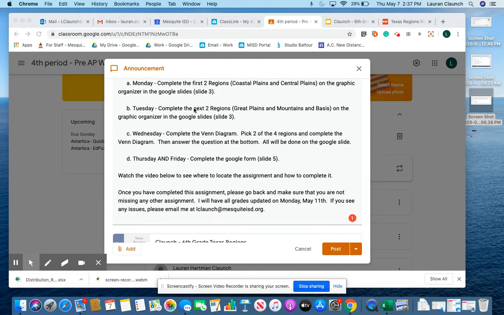Then on Thursday and Friday, there's going to be a Google form. It's going to have 10 questions. Everything is going to come from the reading. So once you have finished that Google form, ta-da, you are done.